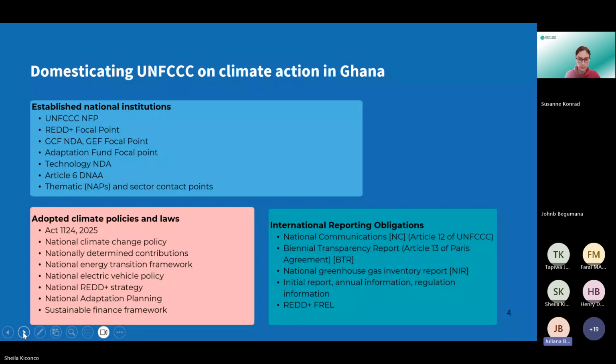Again, we have some other relevant policies and also other areas that also give the EPA the mandate to be able to report on climate change issues.